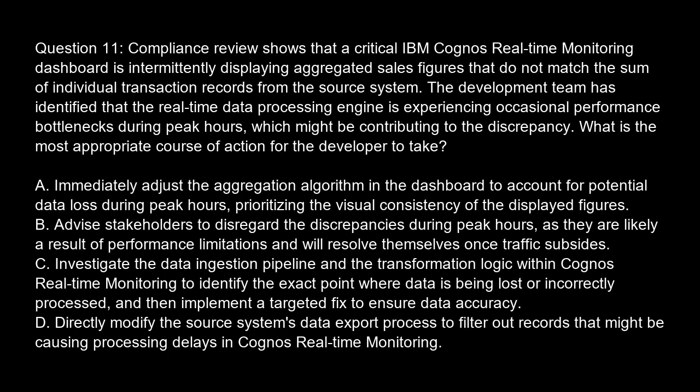Question 11. Compliance review shows that a critical IBM Cognos real-time monitoring dashboard is intermittently displaying aggregated sales figures that do not match the sum of individual transaction records from the source system. The development team has identified that the real-time data processing engine is experiencing occasional performance bottlenecks during peak hours, which might be contributing to the discrepancy. What is the most appropriate course of action for the developer to take?